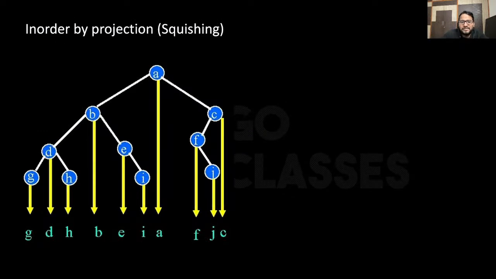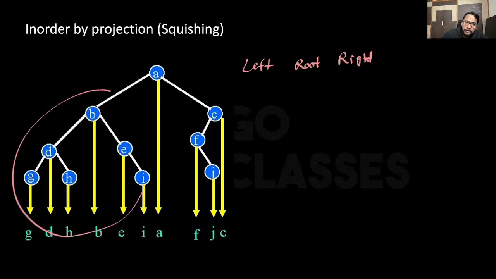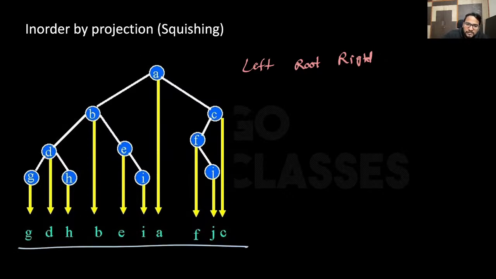Before I tell you the explanation, I will tell you one very nice interpretation of inorder, and why it is necessary. If you want to find the inorder of this particular tree, you can do it using left, root and right, which means you find the left, then write the root, then find the right. That's one way. But there is another interpretation which says that you can find the inorder by projection. You can project all the nodes onto the ground and then read off the inorder, which means G, D, H, B, E, I, A, F, G, J, C.